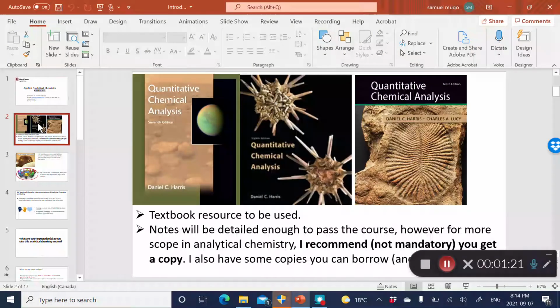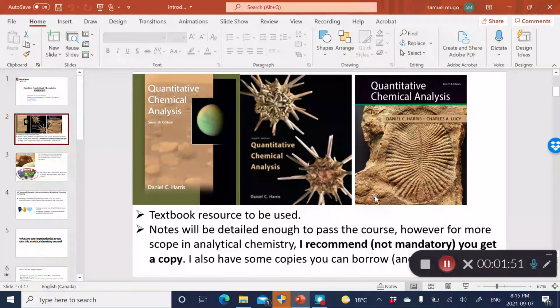Now, the textbook resource that we're going to be using in Chem 211 is Quantitative Chemical Analysis by Daniel Harris. There are different editions. I won't require you to buy the textbook, but most of my lecture notes are going to be taken primarily from those textbooks. Maybe 70% of it is going to come from these textbooks, and the rest is going to come from other different sources.